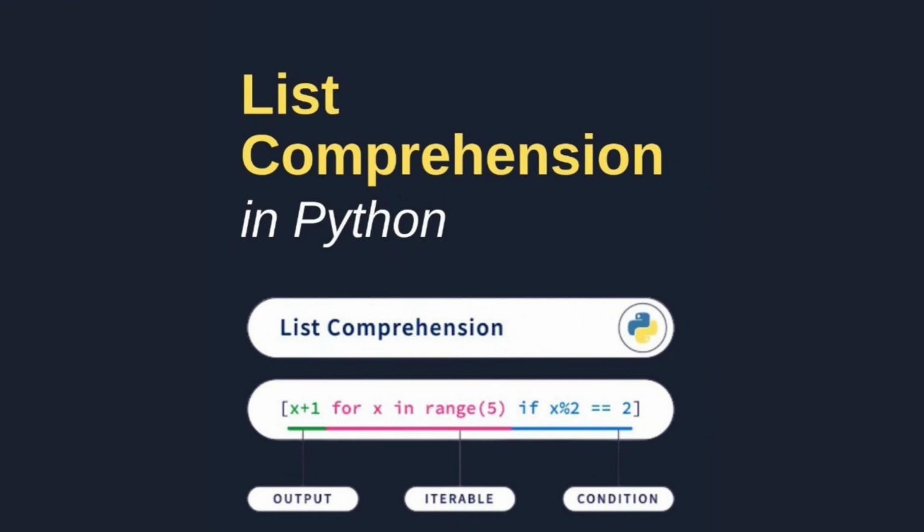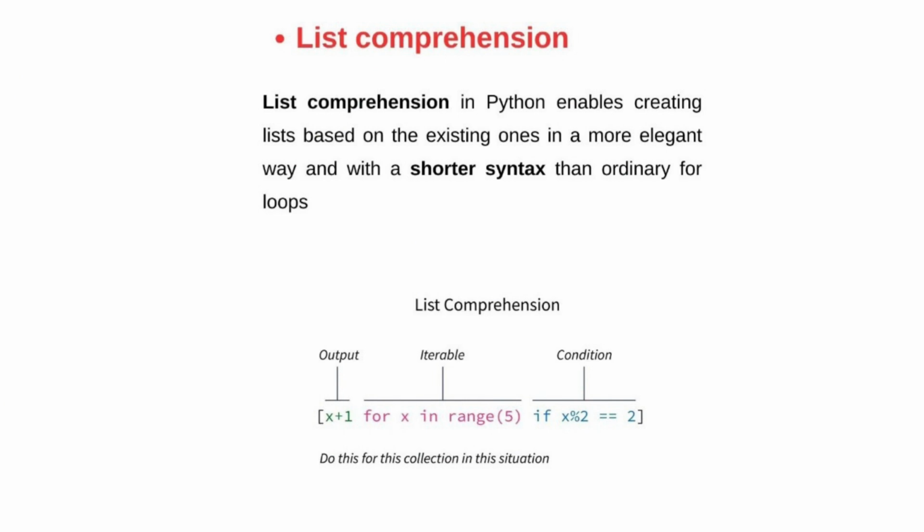In today's tech time, let's see about one of the interesting topics: list comprehension in Python. List comprehension in Python enables creating lists based on existing ones in a more elegant way and with a shorter syntax than ordinary for loops.